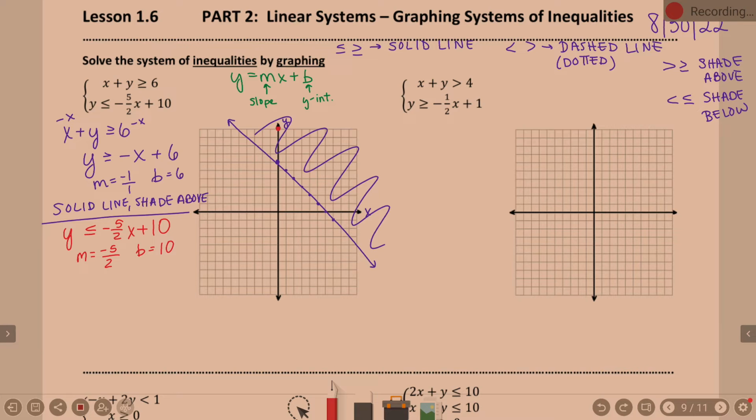So down 5, right 2. Down 5, right 2. What type of line are you connecting these dots with? Always a question to ask today. Solid. It is, again, equal to, so it's a solid line.